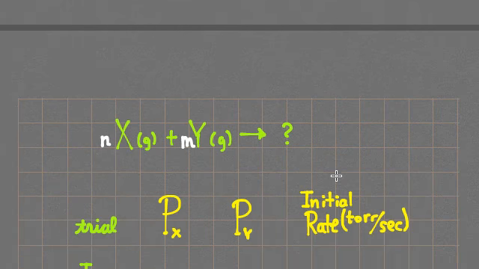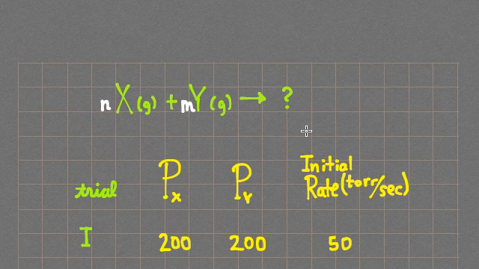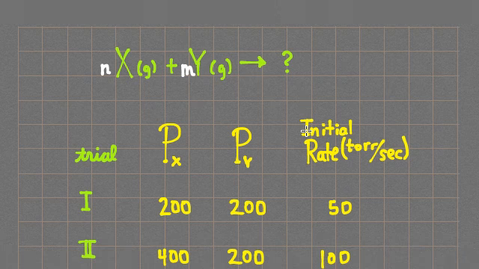Let me try one more. Here's a reaction between a gas, call it X, and another gas, call it Y. Some coefficients in front, M and N, I don't know. They could be ones. I don't even know what they go to. I don't even know what they produce as products. But I don't have to.